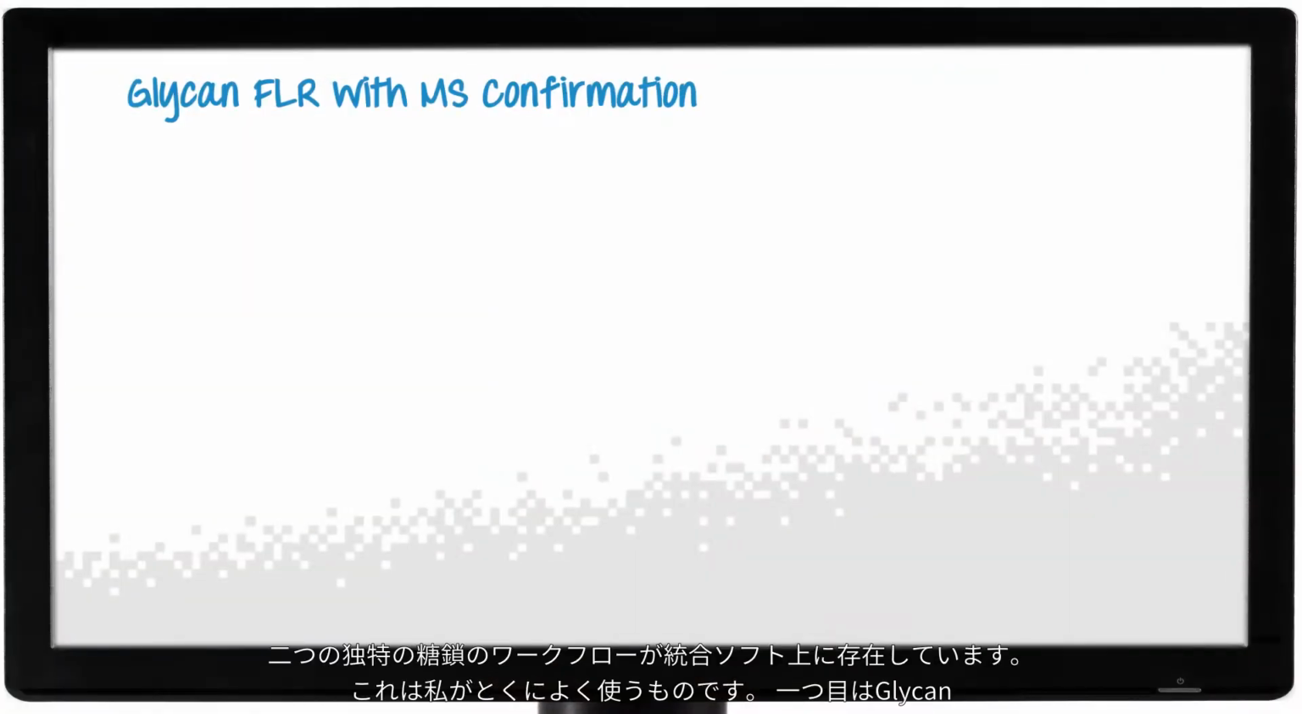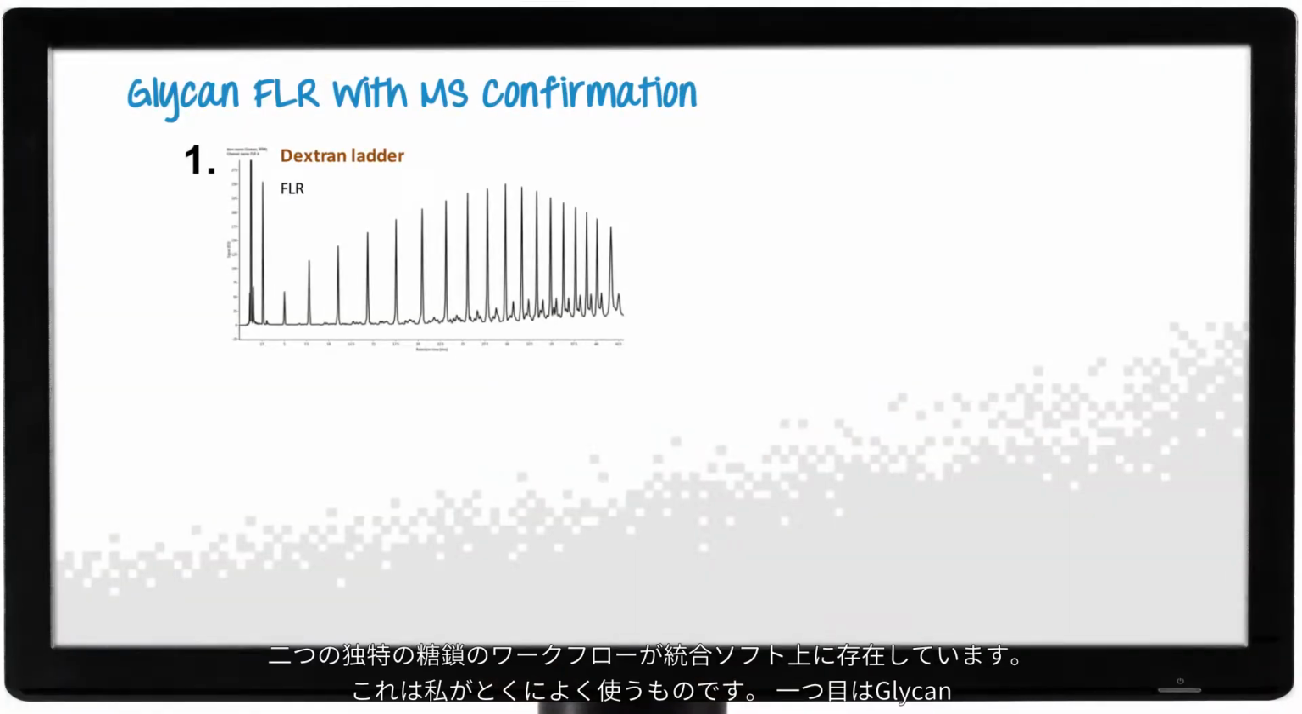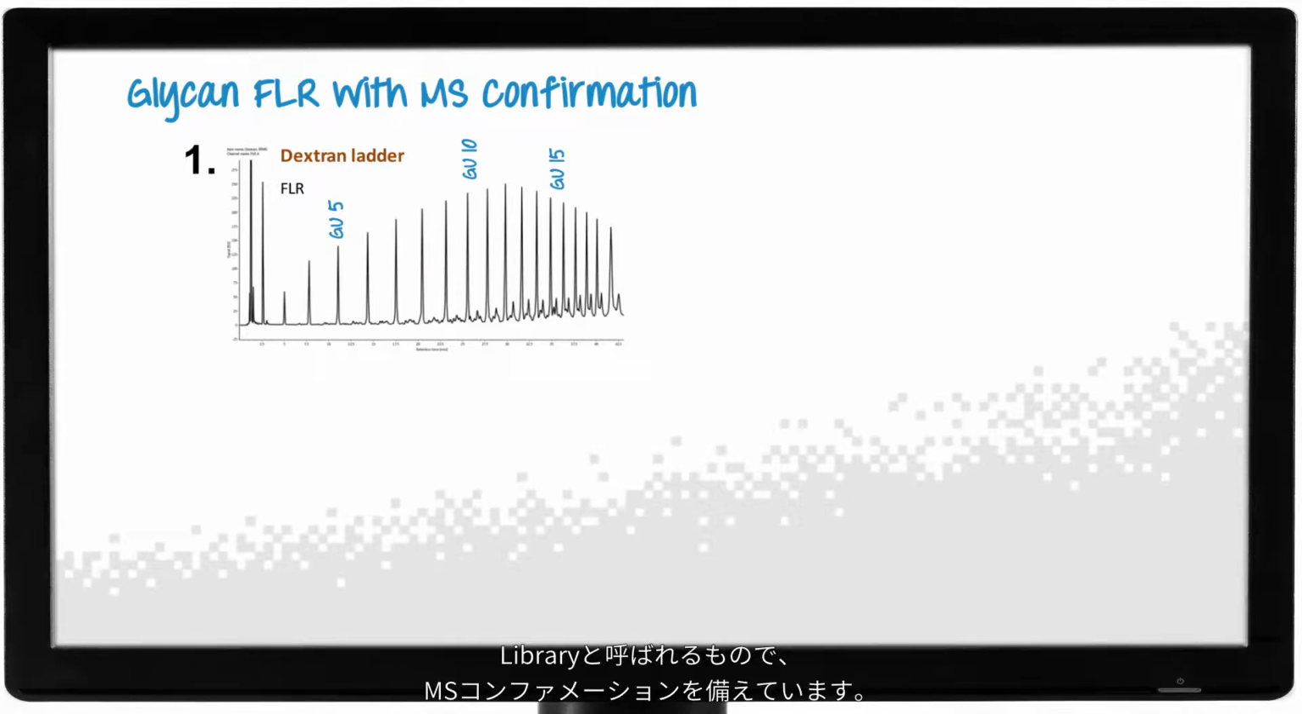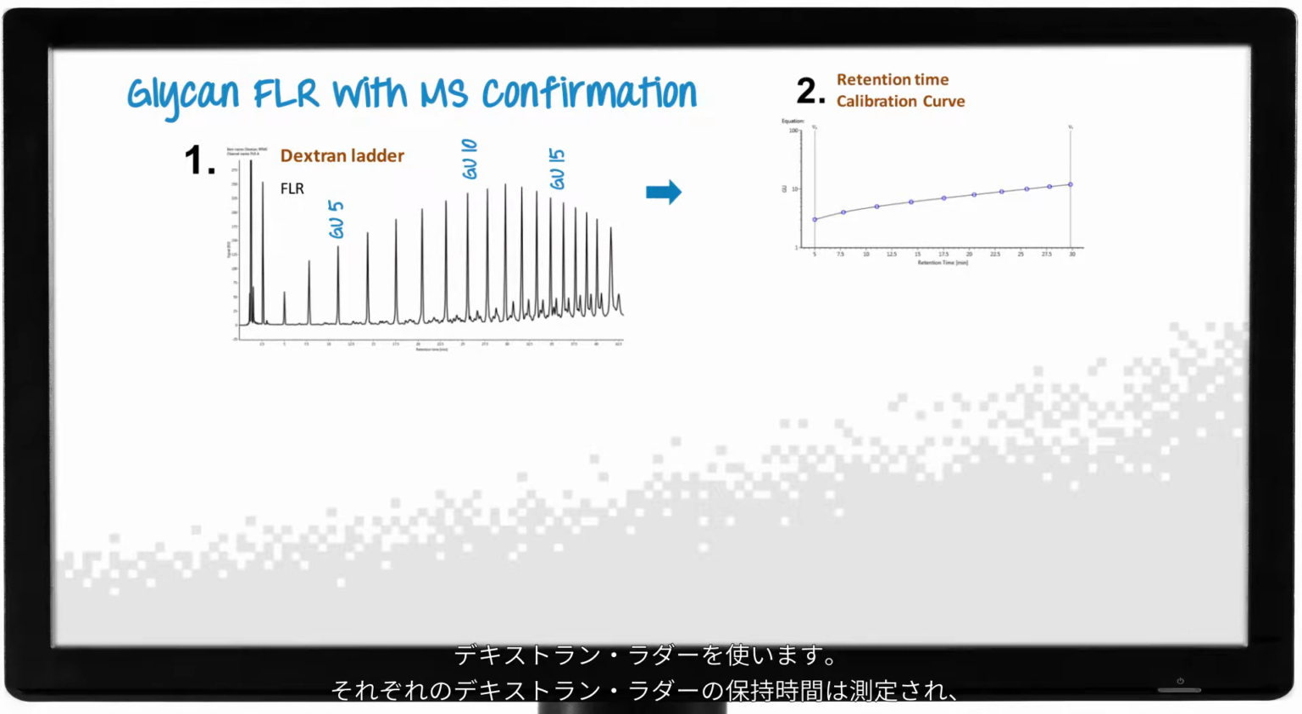There are two unique glycan workflows in unified software that I typically use. The first one is called the glycan FR with MS confirmation. It utilizes this scientific library that I just showed you. First of all, you will perform a retention time calibration using dextran ladder. The calibrated retention time for each dextran ladder will generate this curve. The curve then will be applied to your analyte of interest.